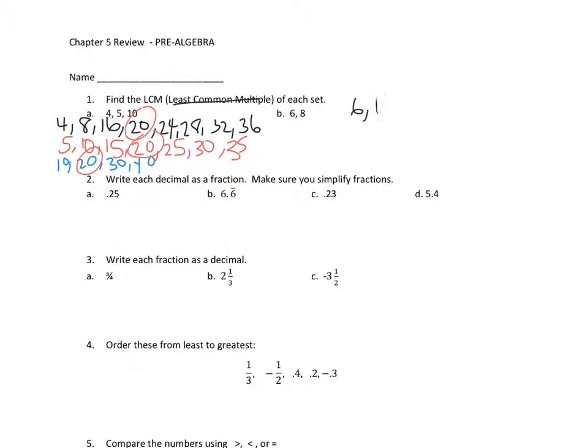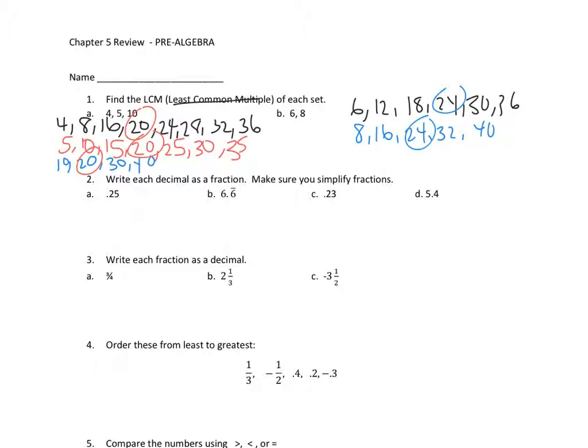The same thing for 6 and 8. So 6 is 6, 12, 18, 24, 30, 36. 8 is 8, 16, 24, 32, 40. So the one that I have in common is 24. That's the least common multiple.